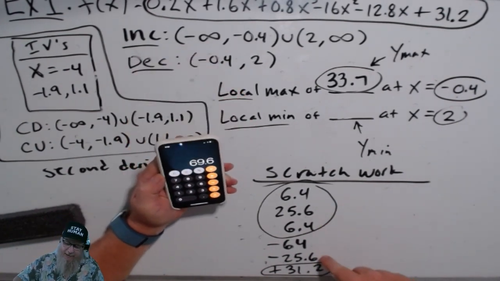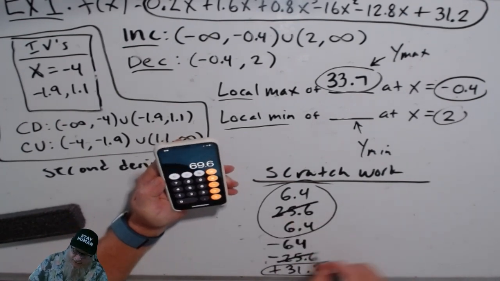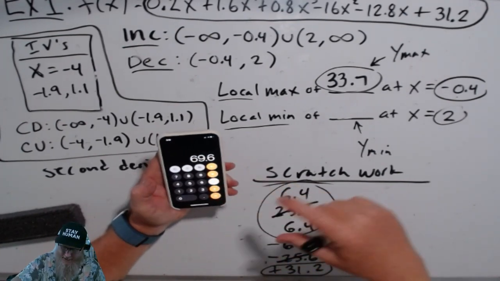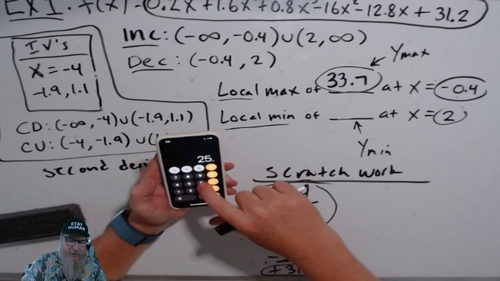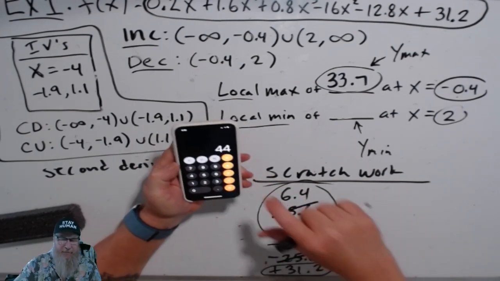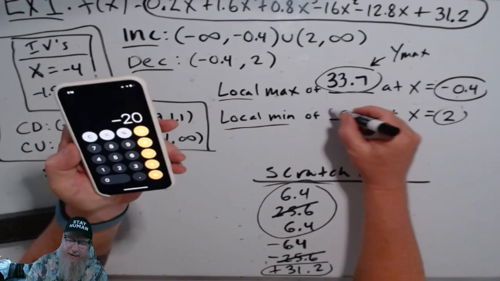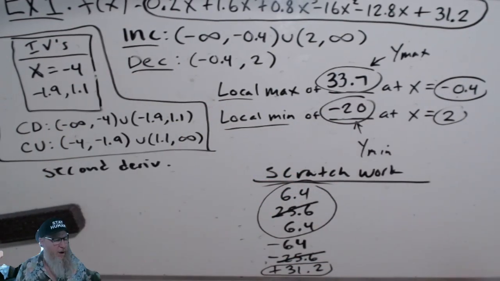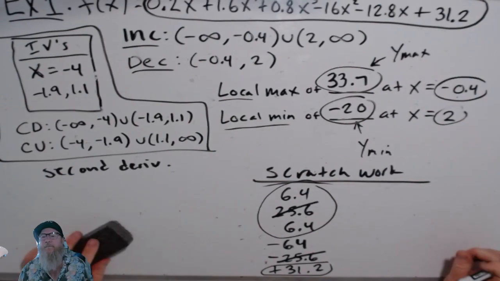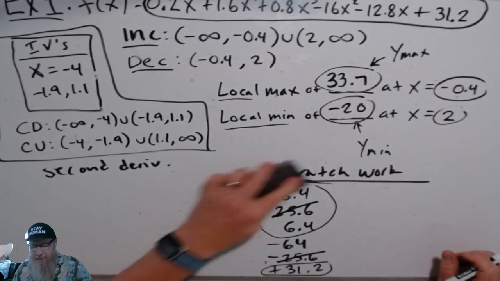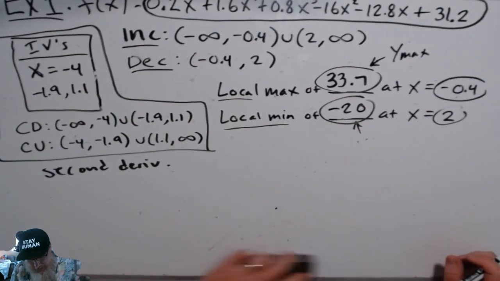Now I'm going to subtract the negatives, which I probably could have just canceled these guys out, but I'm already halfway there, so I'm just going to keep going. 25.6, so now I'm down to 44, and then minus 64. Oh, look at that. Very nice. Negative 20 is the minimum. All right. So we're almost ready to start graphing.